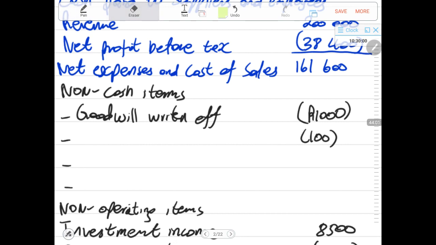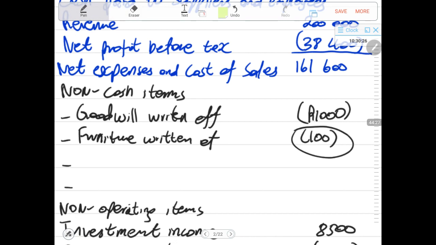Therefore, now we write here furniture write down. Furniture write off. I used this word write down very much. Furniture written off. Our furniture is written off, and the 100 rand is included here under our expenses, net expenses. And we don't want it there, because the amount of 100 rand is not a payment to suppliers or employees.